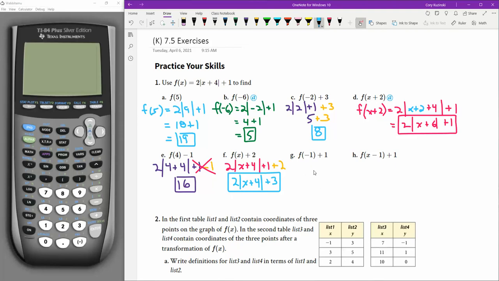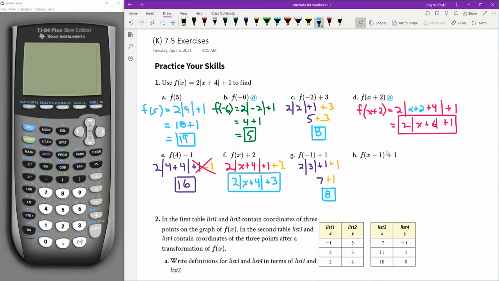All right, what if we plug negative 1 in for f of x? Okay, so let's do 2 times the absolute value of negative 1 plus 4 is 3. Then we got that plus 1 right there. And then we have to add 1 to it, adding 1 to this purple piece here. So the purple, f of negative 1, 2 times 3 is 6, plus 1 is 7. Then we're going to add 1 to that. Obviously, I could have done that in my head. The final answer is 8 again.